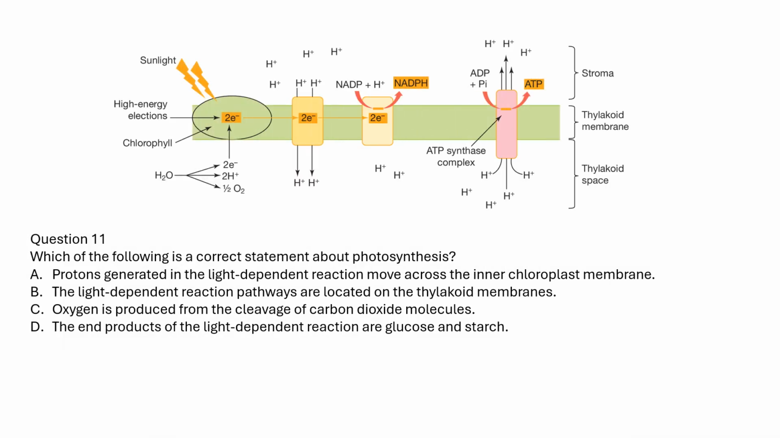Protons cross the thylakoid membrane, not the inner membrane. Yes, the light-dependent reaction is located on the thylakoid membranes. Oxygen is produced from the water, not carbon dioxide. Light-dependent reactions produce oxygen, ATP, and NAD+.